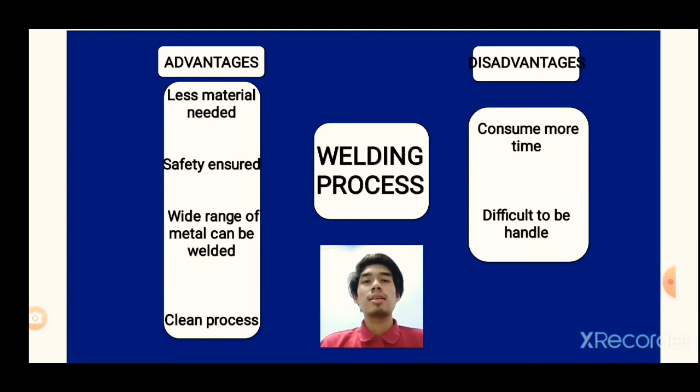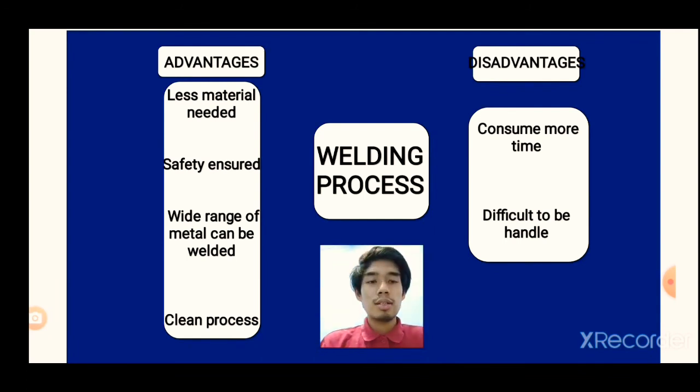Lastly, the advantage is clean process. Clean process means this welding machine will ensure high quality and strong welding finishes. Furthermore, the work done with this welding machine will give neat and appealing joints. It also offers a versatile option when welding with a wide range of materials, which is our material, aluminium.